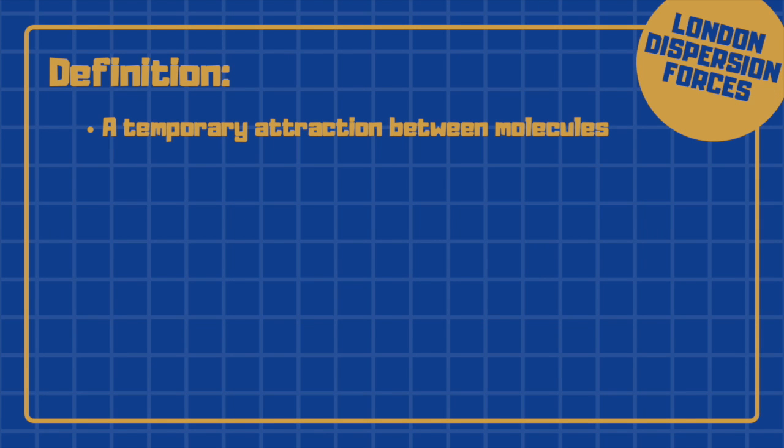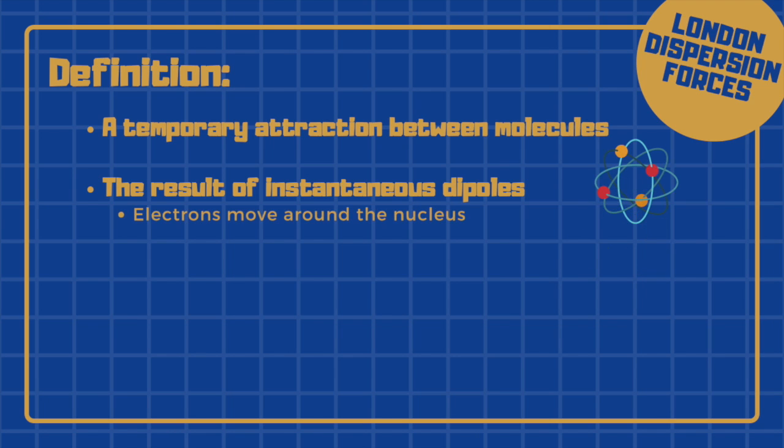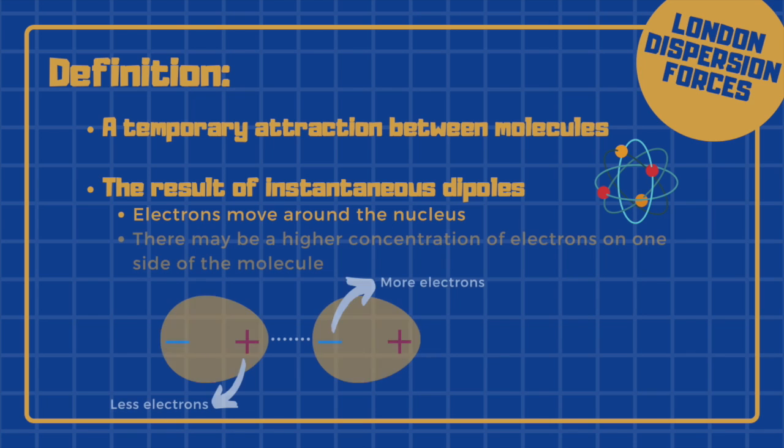We will start by defining what an LDF is. LDFs are temporary attractions between two molecules or atoms. This attraction is the result of instantaneous dipoles. Instantaneous dipoles are caused by the changing positions of electrons in molecules. Electrons are negatively charged subatomic particles that move around the positively charged nucleus of an atom.